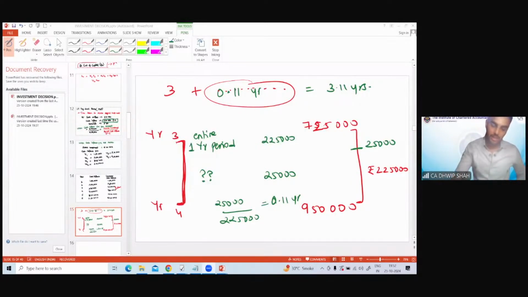You don't need to convert it into months or days. You can write it this way also, 3.11 years. You can write it in years as well.